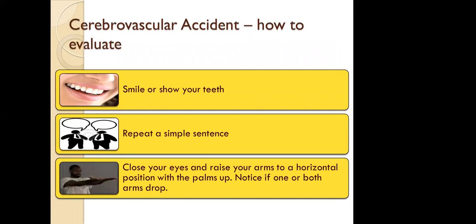How you can check if the person is having a stroke is ask them to smile or show their teeth, because of the face thing. Repeat a simple sentence, and you can ask them to raise their arms like this, with their palms up and close their eyes, and you count 10 seconds. If one of the arms starts falling and the other one not, then it's probably a sign that it's a stroke and that you should act immediately.